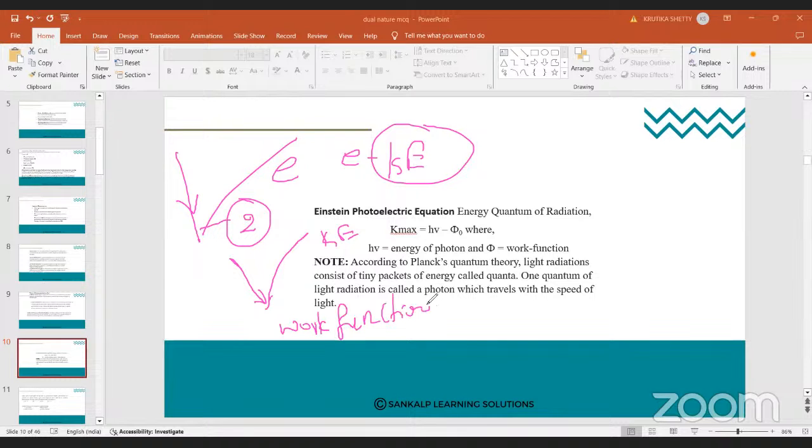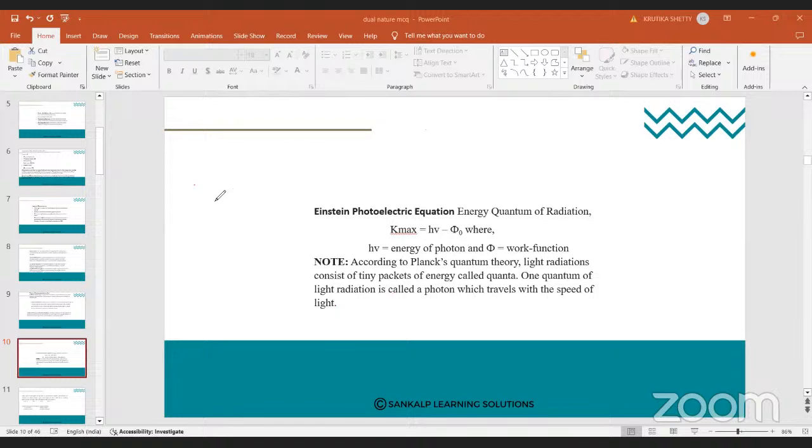So what is that? Here what we said, the minimum energy is required for the electron to come out of the metal surface. Okay, then where did this minimum energy come from? That is given by the photon itself.